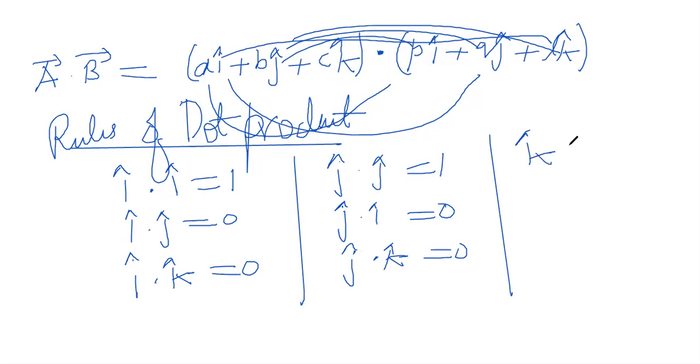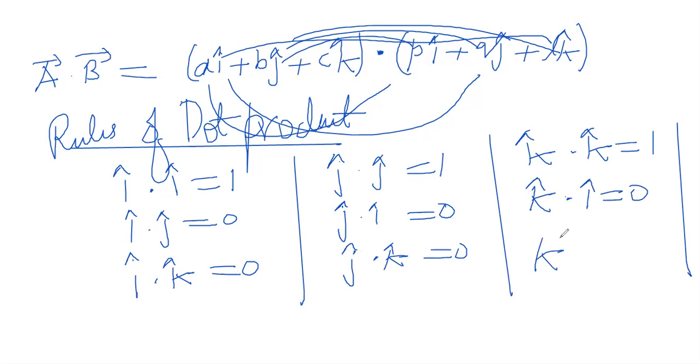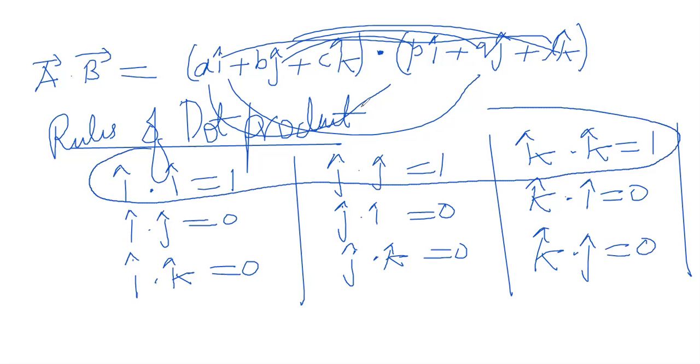K cap dot with K cap survives as 1. But the same K cap dot I will become 0. K cap dot with J cap doesn't exist. Only I, J, J, K, K survive. Remaining 6 components become 0. These are the rules of dot product, which you can write.